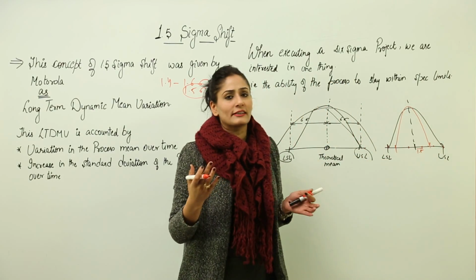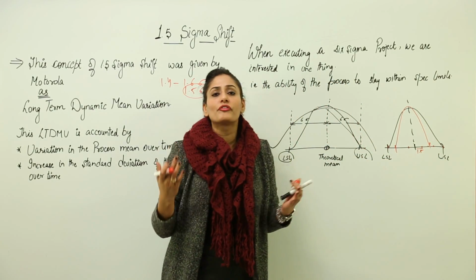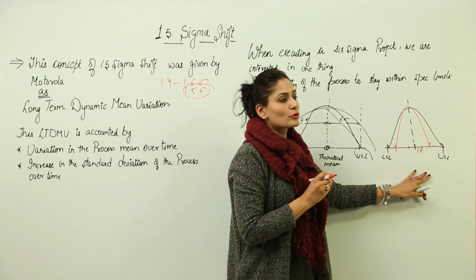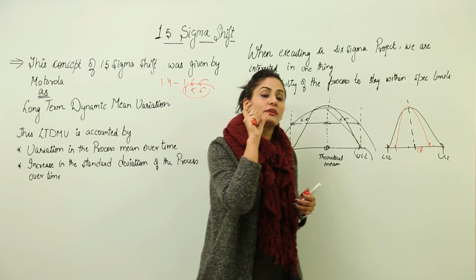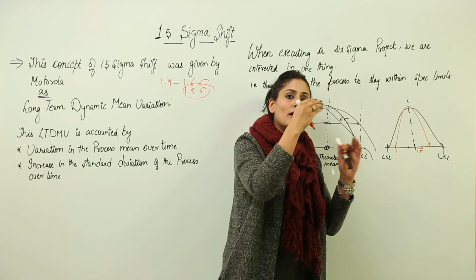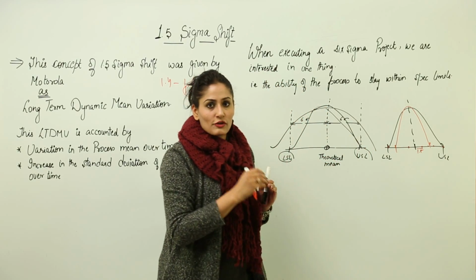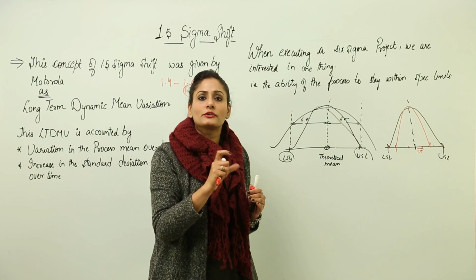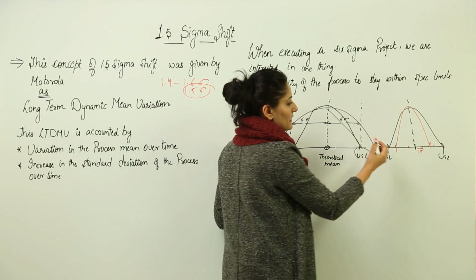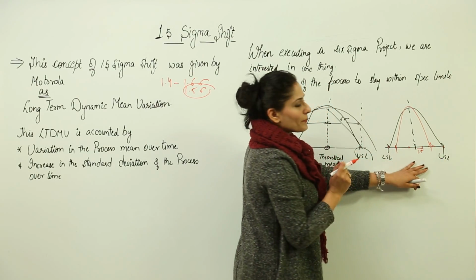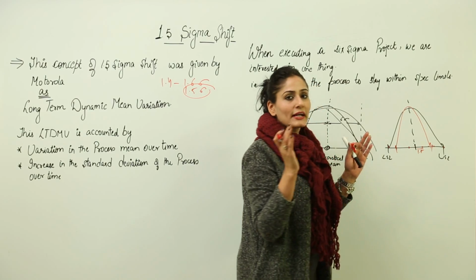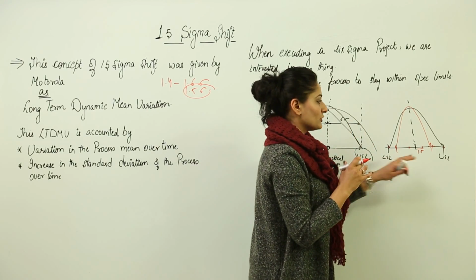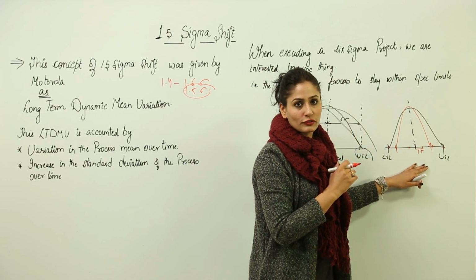But how to design these tighter processes? How will you figure out whether this process is good or not? For this purpose we assume a shift of 1.5 sigma in the earlier stages, so that we can place our control limits somewhere here, and if the process starts straying, we can immediately put our teams into action and they can control this variation.